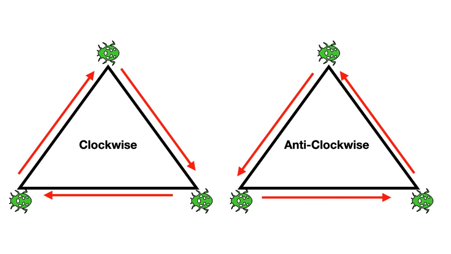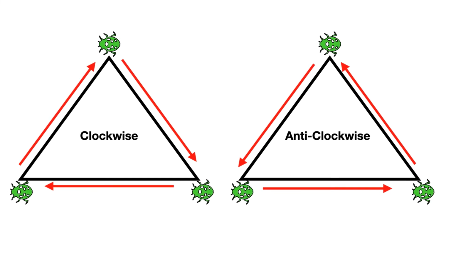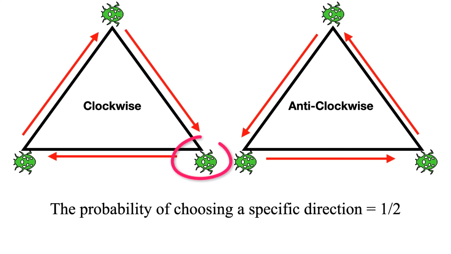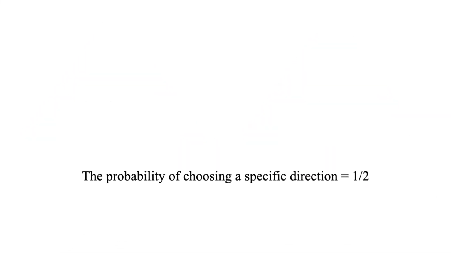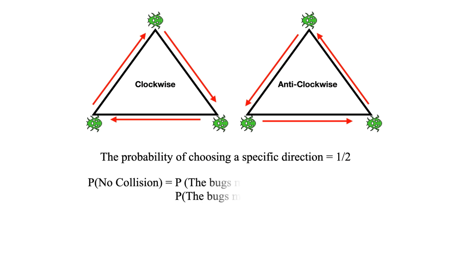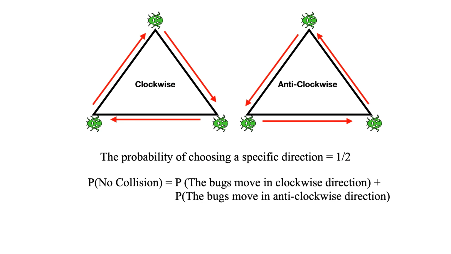Now the bugs can move either clockwise or anti-clockwise. The probability of choosing a specific direction is then 1/2. We will utilize the simple equation of probability to find out our answer. The probability of no collision equals probability of the bugs moving in clockwise direction plus probability of the bugs moving in anti-clockwise direction.